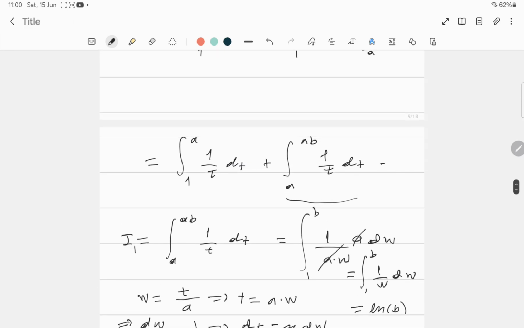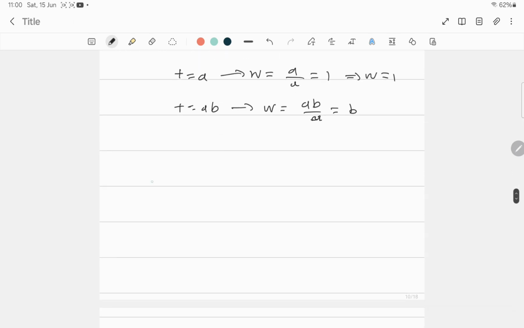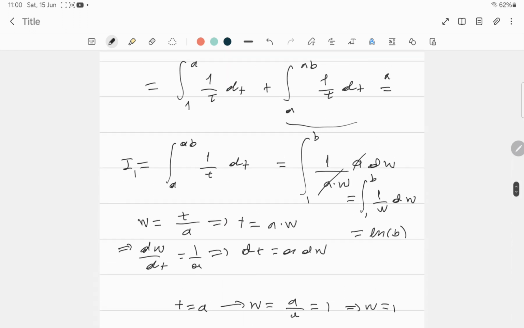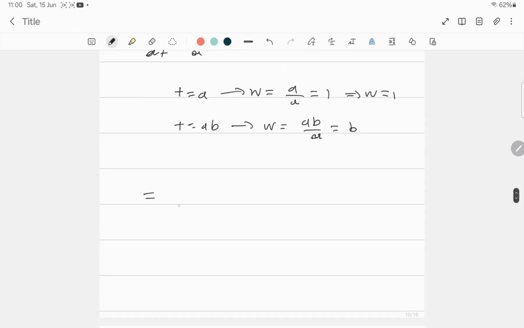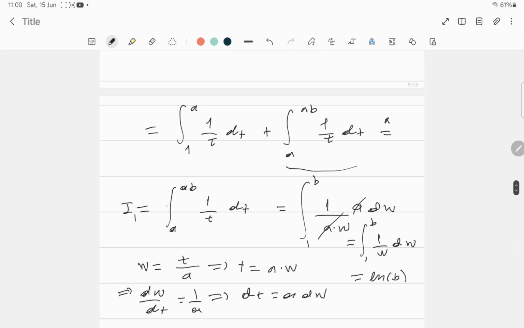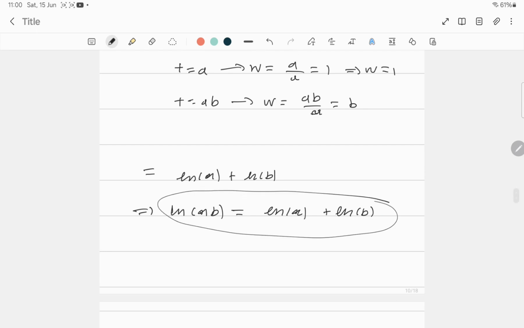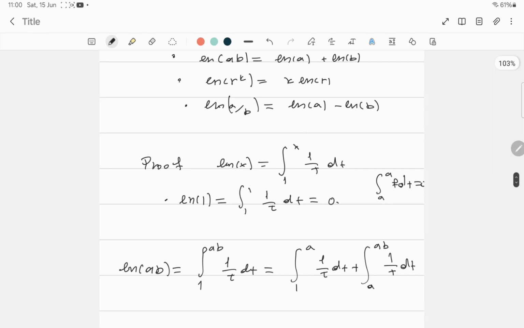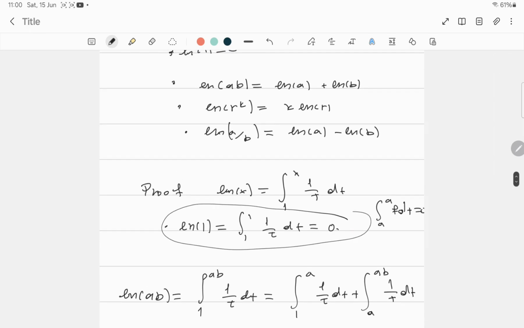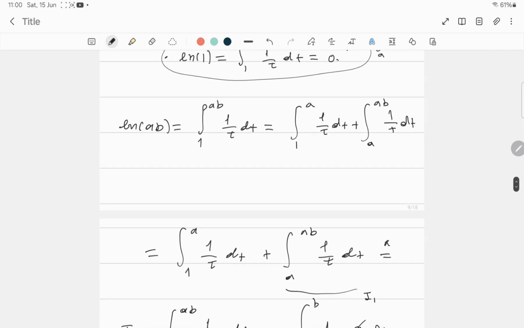So I go back here, and I have that this integral is the natural logarithm of a, plus the second integral, this one, which is the natural logarithm of b. So what I got is the natural logarithm of the product of a times b equals the natural logarithm of a plus the natural logarithm of b. So far I have secured the first two properties.